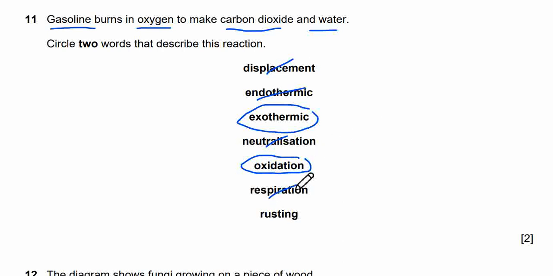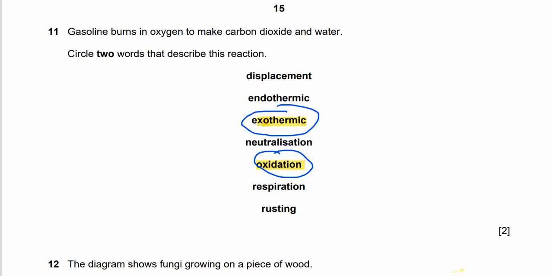Respiration has to be glucose, not gasoline. Rusting is oxidation of iron. So this will be our answer: exothermic and oxidation. Here we go. Question 12.